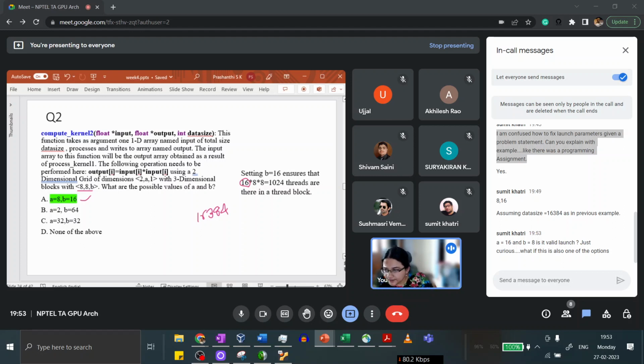A is equal to 16 and B is equal to 8. Okay. So the product would remain the same, and your number of threads per thread block would also be within 1024. So I don't see why it's not valid. It would be a valid launch configuration. And if both of these were your options, then both of them are correct, because I can't see any reason why the other one would be wrong. So yeah, there can be multiple valid launch configurations.